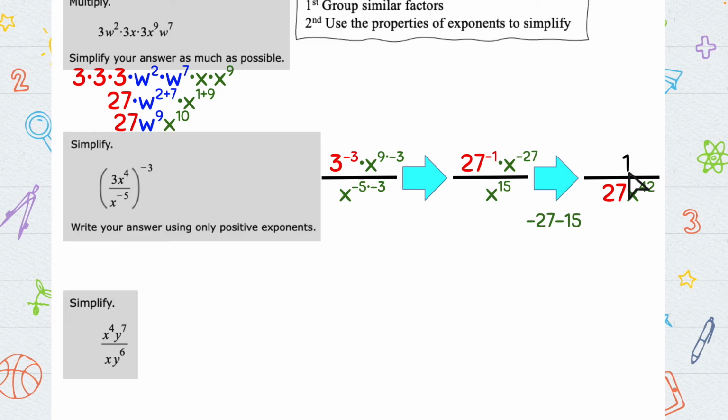All right, so let's go ahead and try this one. So we have x to the 4th, y to the 7th, divided by x times y to the 6th. So now if I regroup them, remember division means that I'm going to subtract the exponents. So I have 4 minus 1 and 7 minus 6. So I end up with x to the 3rd and just y. So there are no negatives. I don't have to fix anything. That is the answer. I am all done with that one.